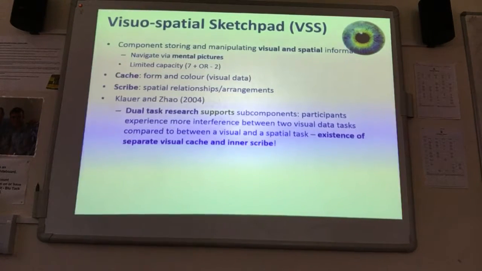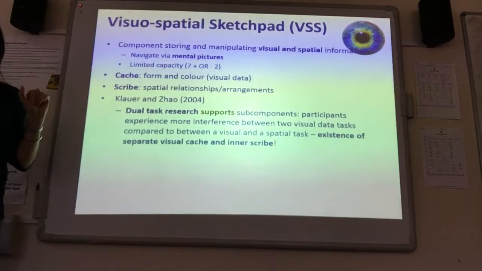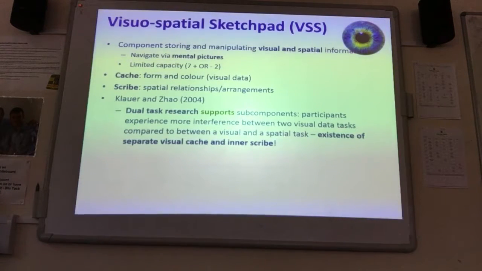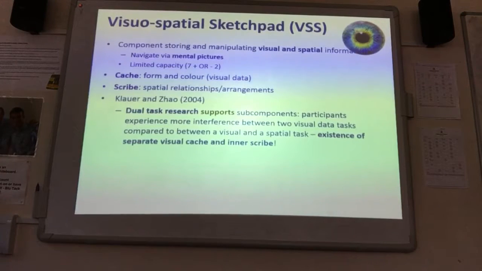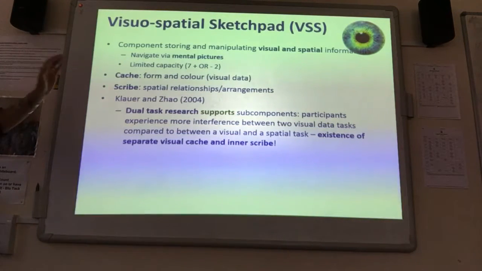How do we know that these subcomponents exist? We use something really important. You must get confident using this terminology, dual task research. Getting participants to do two things at once, just like the Baddeley evidence we looked at for the central executive. So when we conduct dual task research, we find supportive evidence for the existence of these two separate subcomponents.